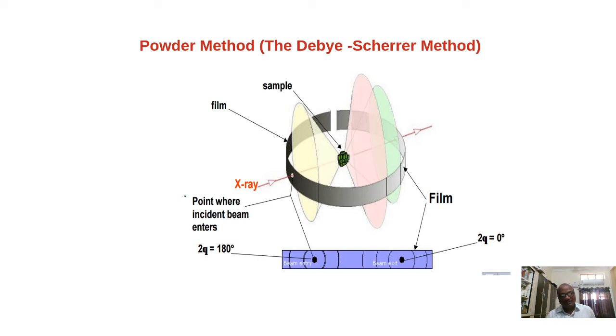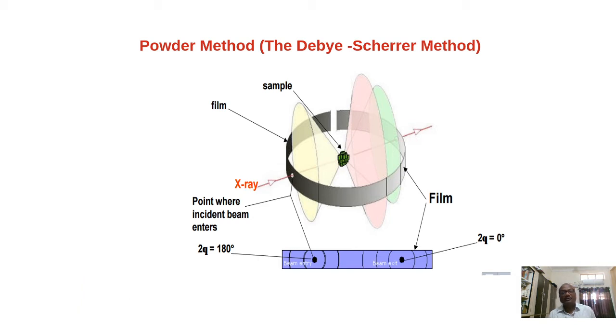But in the case of the powder method, that can be overcome by converting the crystal into fine powder. That is, the crystal is made into fine powder and placed in a capillary tube. Here you see a sample of crystal placed in the capillary tube.